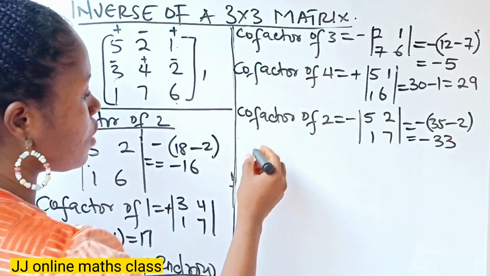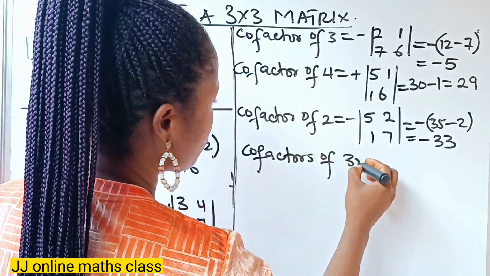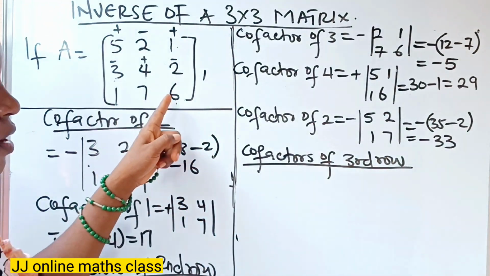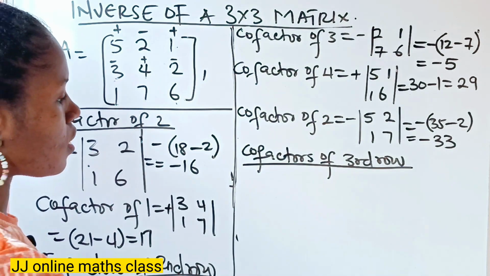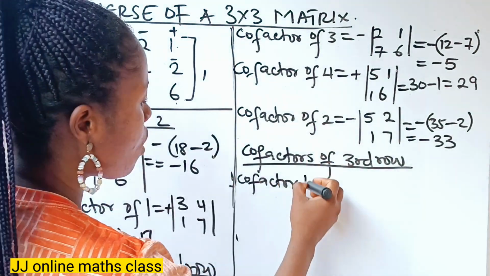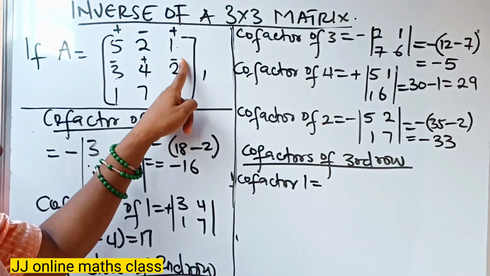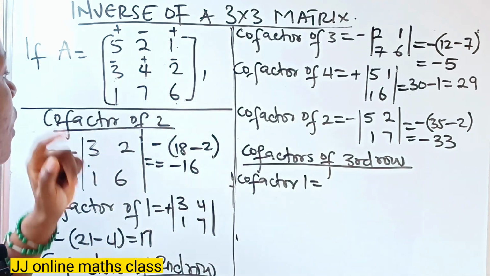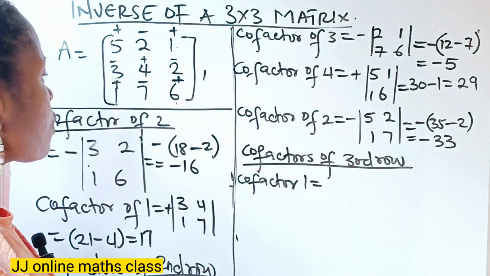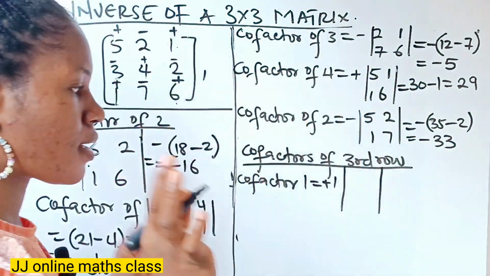So let's go ahead and find the cofactors of the third row. Now we have 1 7 6 as our third row. First of all I'll get the cofactor of the first number in the third row, which is 1. Cofactor of 1 is equal to, first of all, I need the sign that will be here. My last sign here is negative, that means I'm going to have plus here, minus and plus. So that means plus 1. We open our determinant sign.